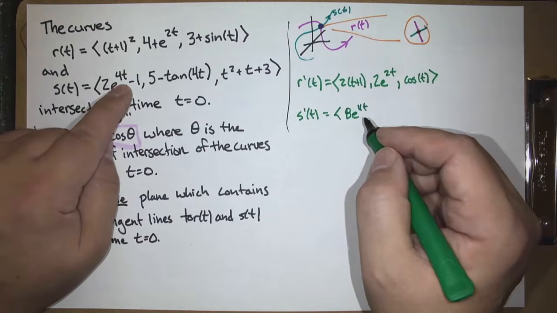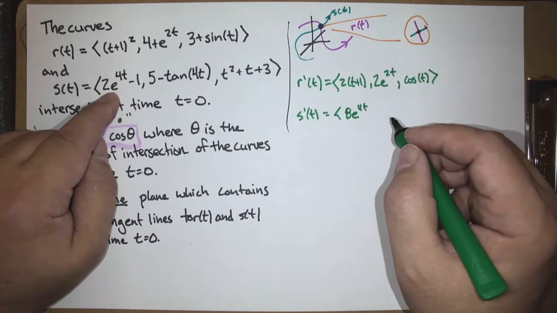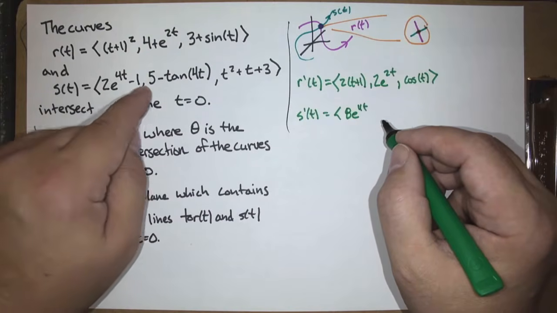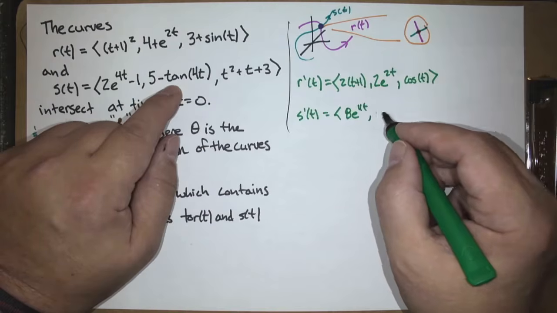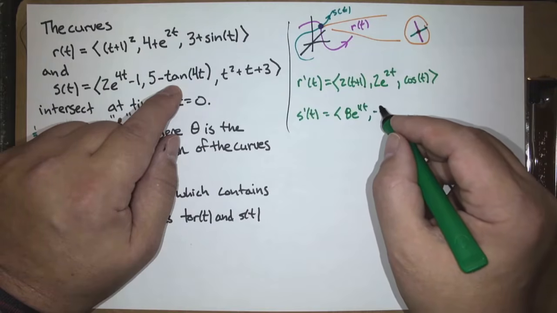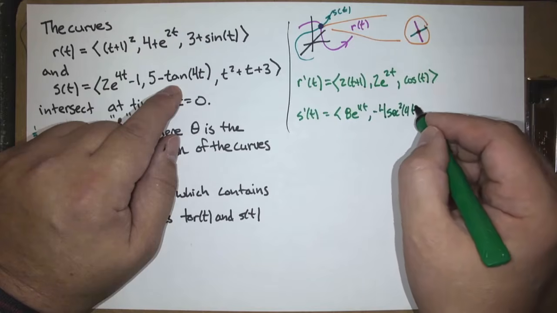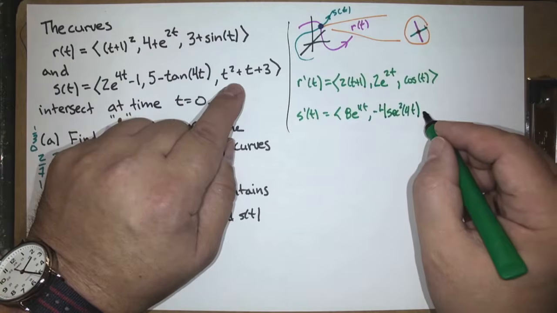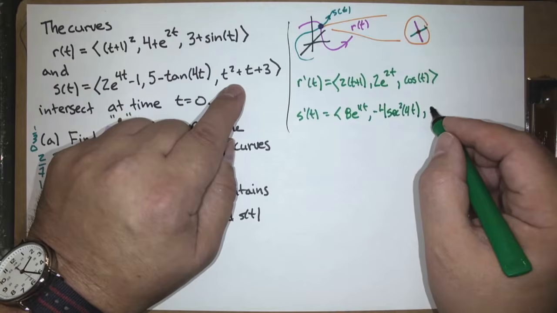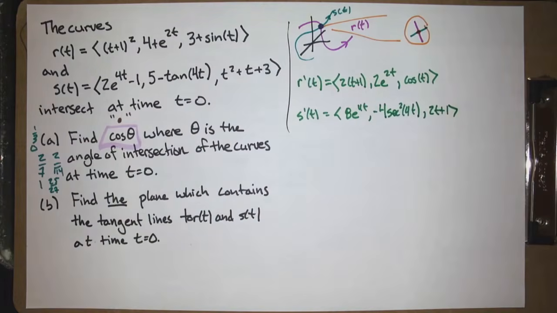What rule did we use to bring that 4 down? Chain rule. Minus 1 goes away. It's a constant. Derivative of 5 minus tangent 4t. So minus 4 secant squared. Don't forget the 4. The 5 goes away. Derivative of t squared plus t plus 3. 2t plus 1.